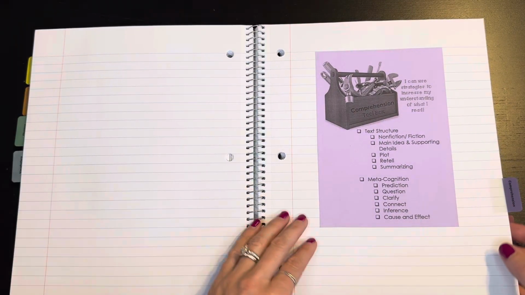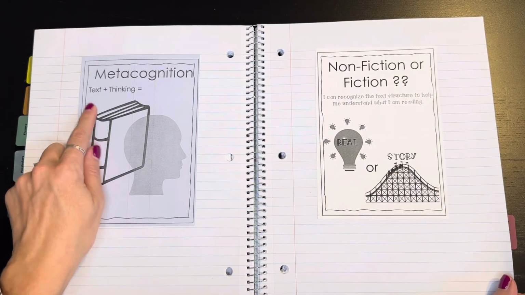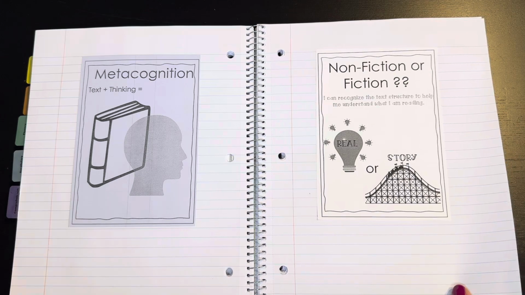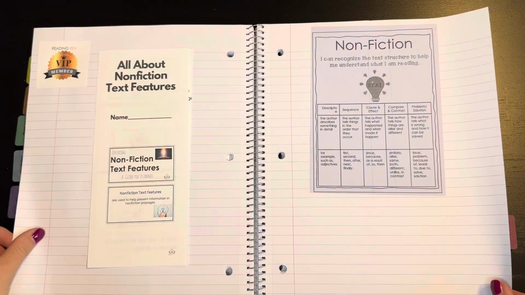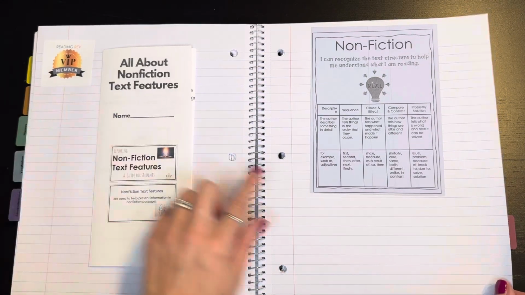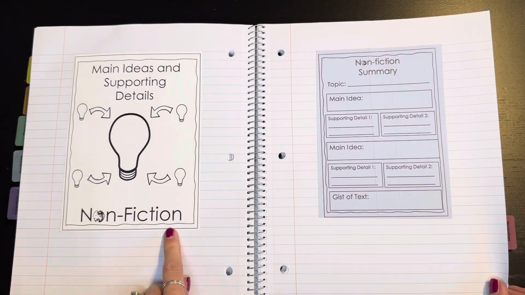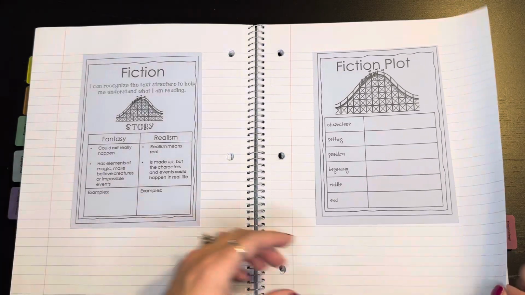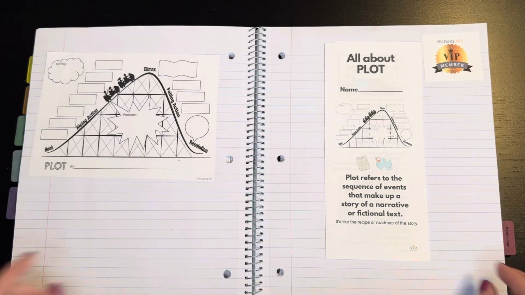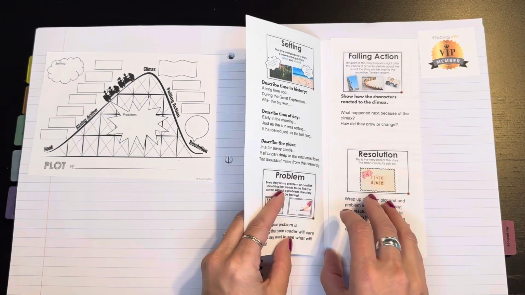So then we're moving on to the Comprehension toolbox. And again, metacognition, text plus thinking is real reading. And we teach text structure right away, nonfiction versus fiction. And these trifolds, there's a whole set of these in the VIP, but nonfiction text structures, nonfiction, what it is, how we summarize it. And then we teach in depth about fiction and plot and summary. And while we're doing our plot study, these are also in the VIP library.